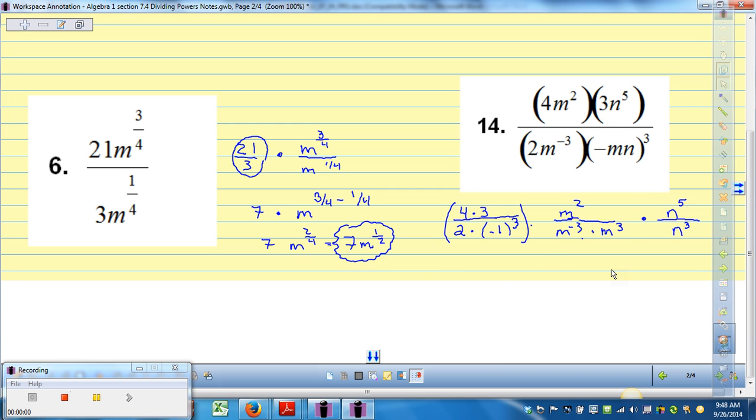All right, so now we just need to simplify each one of these parts. So here I have 4 times 3. What is -1 cubed? -1 times -1 times -1. -1. All right. So on the top we have 12. And on the bottom, we have what? 2 times -1 is -2, yes? And 12 over -2 is -6. That part's done.